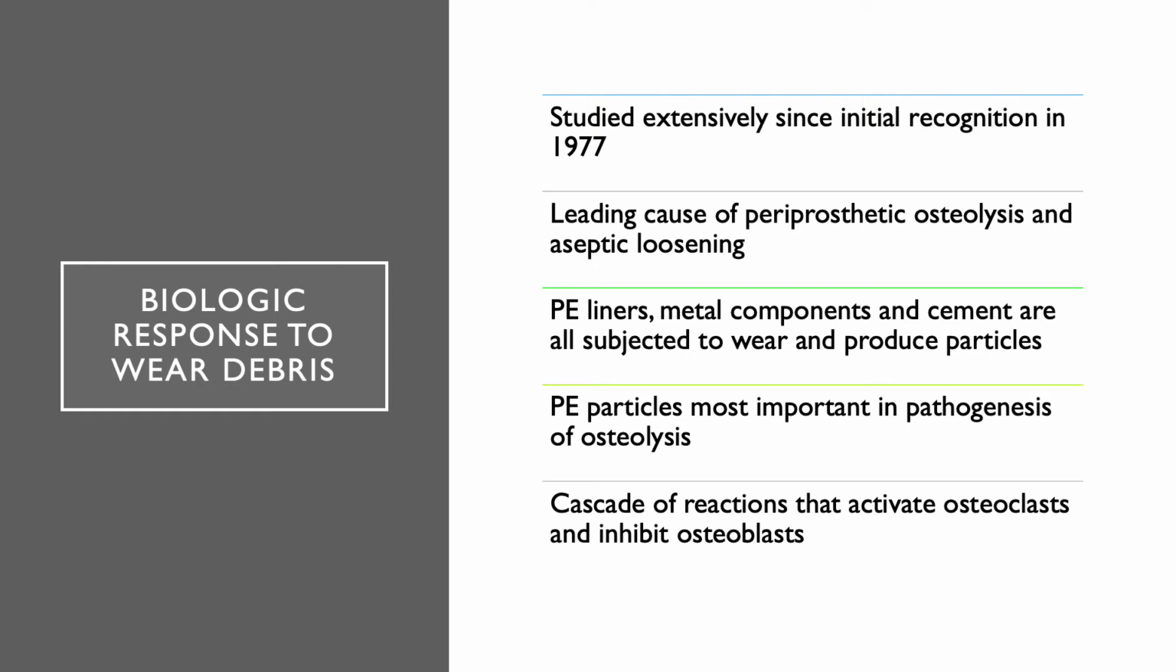Biologic response to wear debris has been studied extensively since it was initially recognized in 1977. It is the leading cause of periprosthetic osteolysis and aseptic loosening. Polyethylene liners, metal components, and cement are all subjected to wear and produce particles of debris, but it's the particles from the polyethylene that are most important in the pathogenesis of osteolysis. It causes a cascade or constellation of reactions that ultimately activate osteoclasts and inhibit osteoblasts.